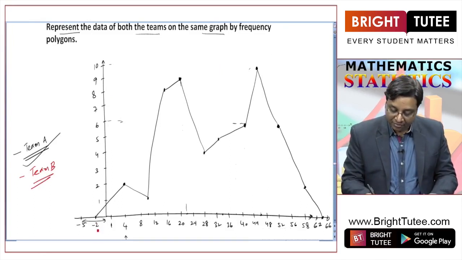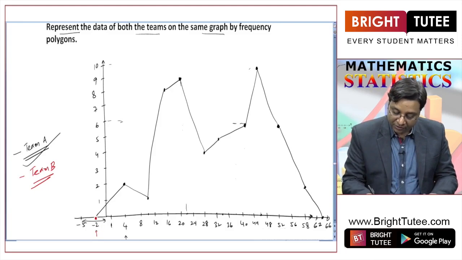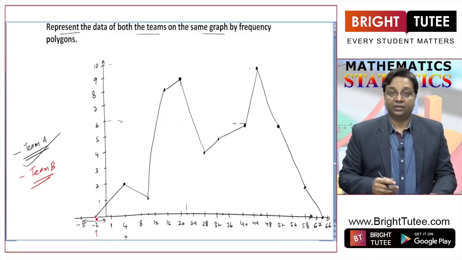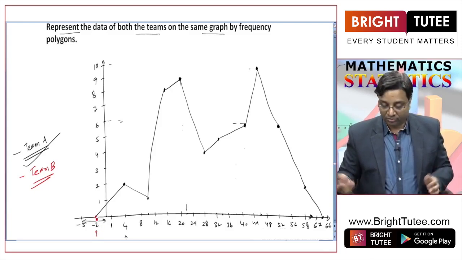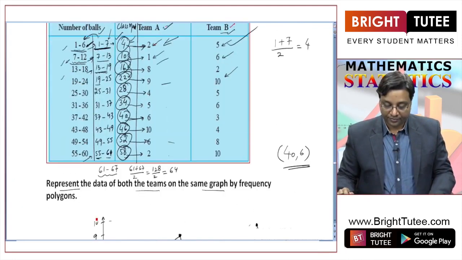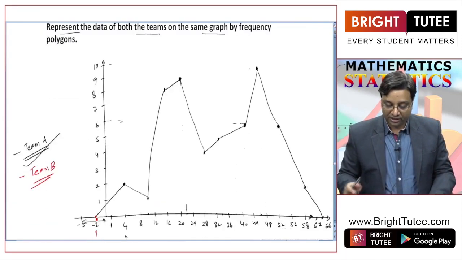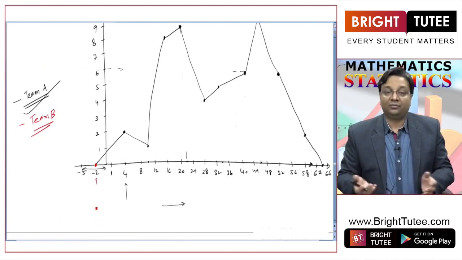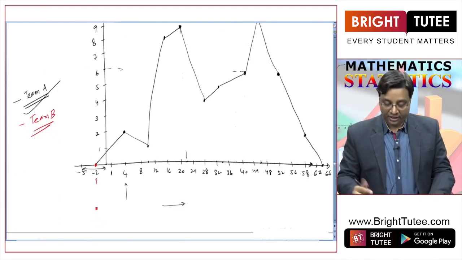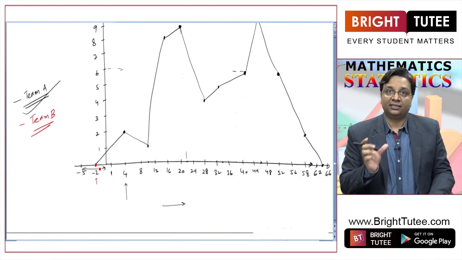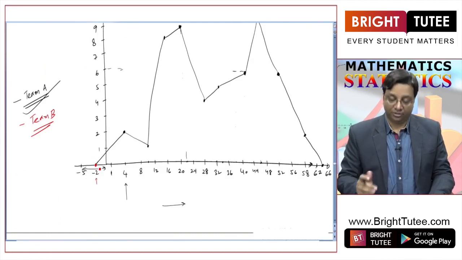Why do I say that? Because corresponding to this class mark, the frequency is still 0, right? Because no one has scored -2 scores. Or there is nothing like -2 as number of balls. So this is an imaginary class that we have taken just to complete our frequency polygon.